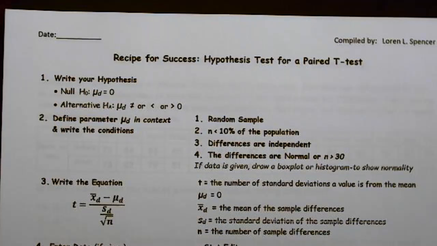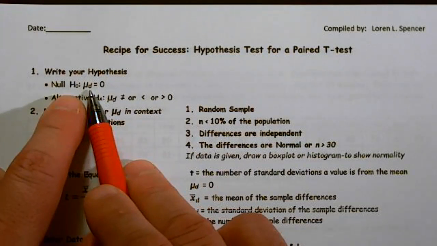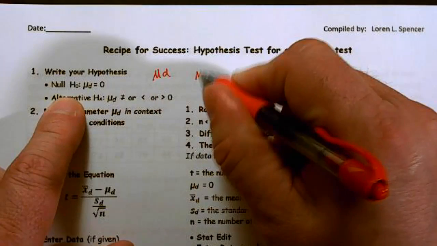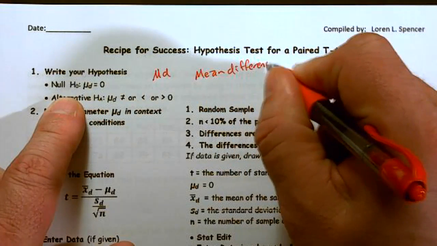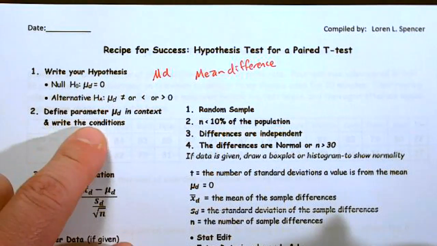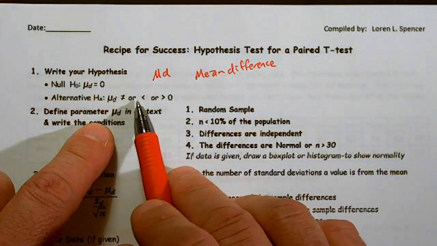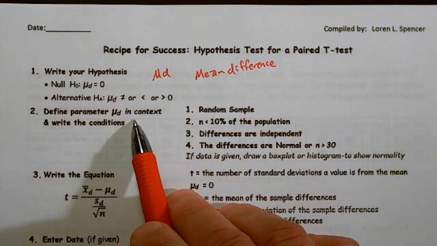Okay, so we're going to look at running a hypothesis test for a paired t-test. And basically, even though this is new, this looks very familiar. We're going to write our null hypothesis, but instead of a mu, we're going to have a mu d for mean difference, because we know we're going to have to subtract two columns of data, okay? And the alternative will be mu d, and it's going to be not equal, or greater than, or less than. And it says define the parameter.